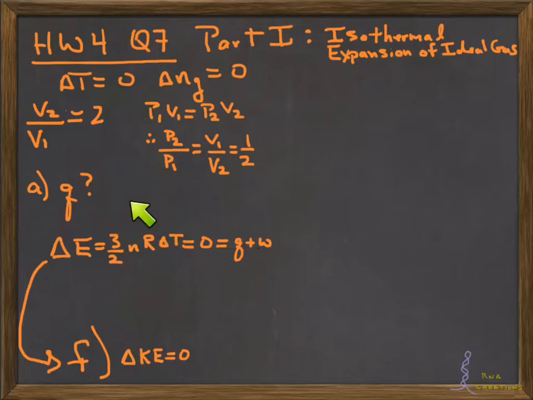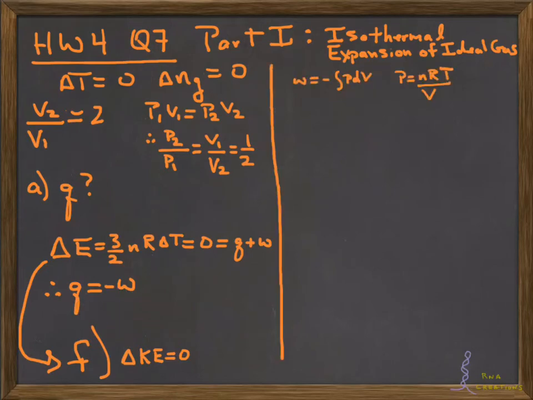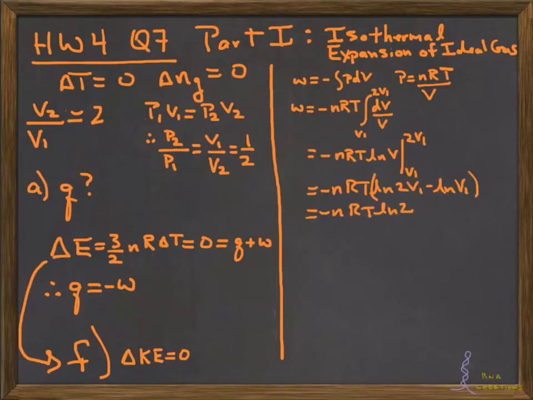Now, in an effort to get Q, we can set delta E equal to Q plus W, and now we know that Q is equal to minus W. So if I can get W, I'll know Q. And in order to get W, I'm going to use that W is equal to minus the integral of P dV. But P is not constant in this process. P is decreasing. And so I can't pull it out in front of the integral, but I can substitute from the ideal gas equation this form for P equal to nRT over V.